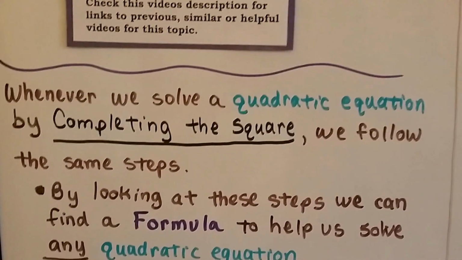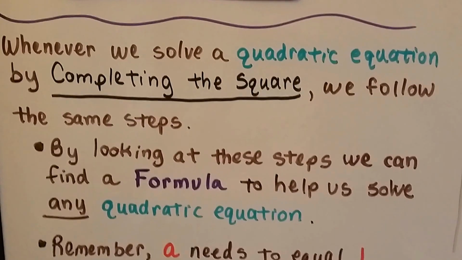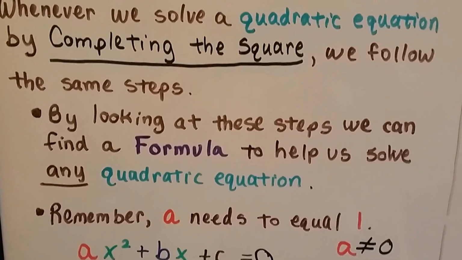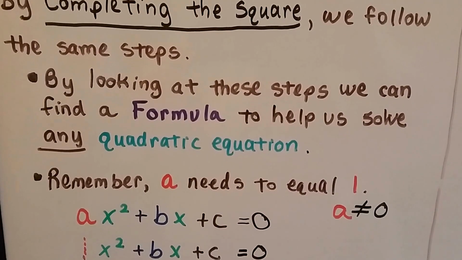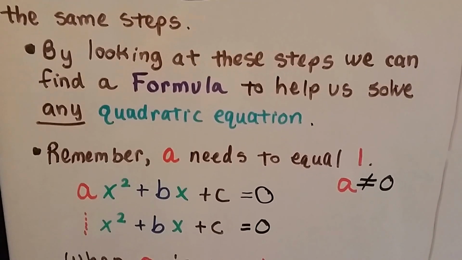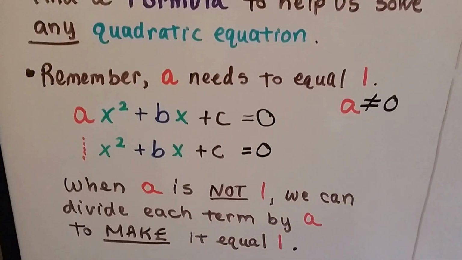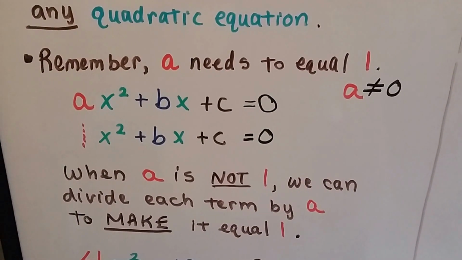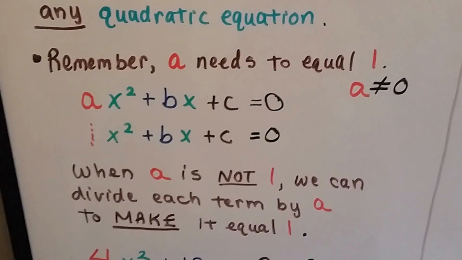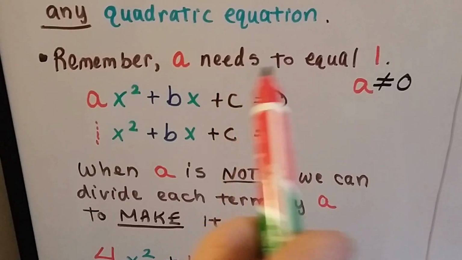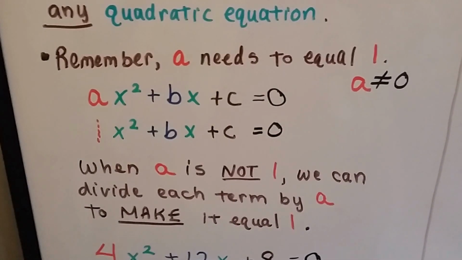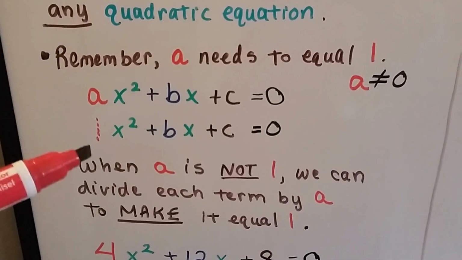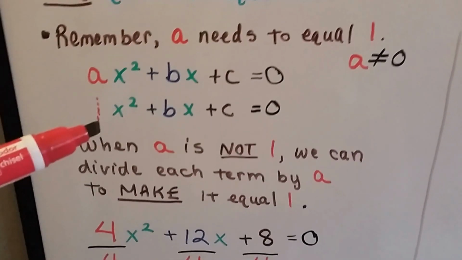So whenever we solve a quadratic equation by completing the square, we follow the same steps. And by looking at these steps, we can find a formula to help us solve any quadratic equation. We just need to remember that the a needs to equal a 1. We talked about that in the last couple of videos. It can't equal 0, but it has to equal a 1. So this red a has to have our buddy the invisible 1 in front of it.